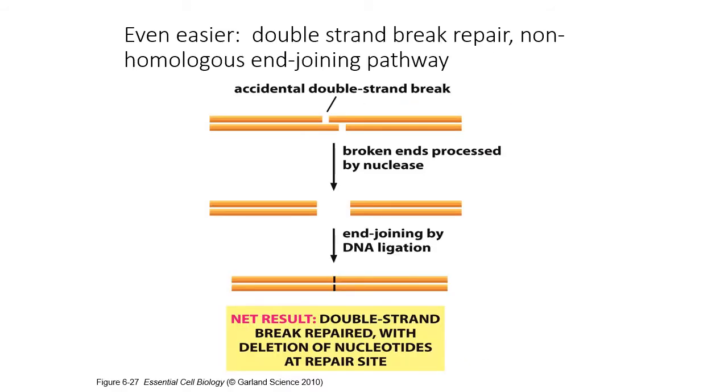So here's a very simple-minded view of the double-strand break repair pathway: you have the break, you have processing by the cellular enzymes, and then you have end joining by DNA ligation. So the repair has been made, but you lose nucleotides.